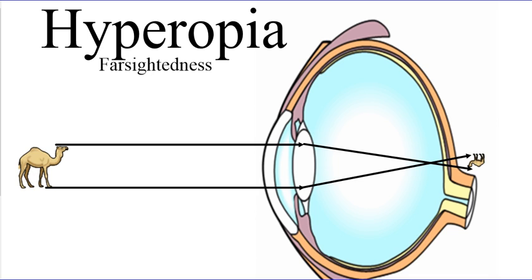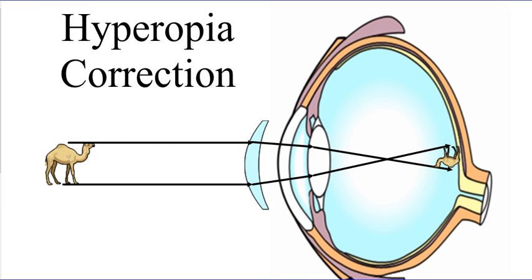Now, the way we correct this: if it's not focusing soon enough, then we want it to focus earlier. So we would want to use a converging lens. You converge the light a little bit before it hits the eye, so by the time it hits the eye, it's already converging and will focus earlier, in the right place on your retina. So for hyperopia, we use a converging lens so that it can focus properly on the retina.